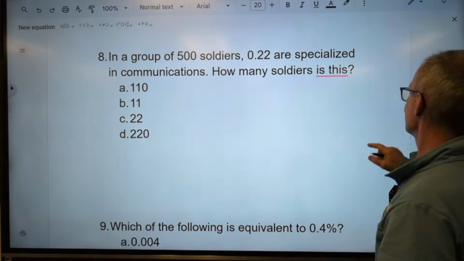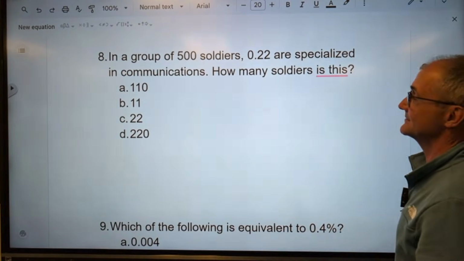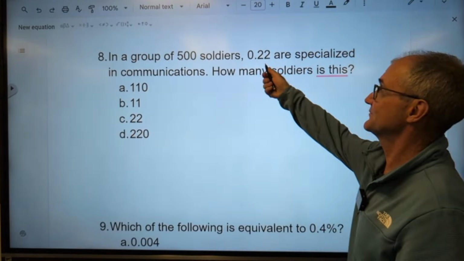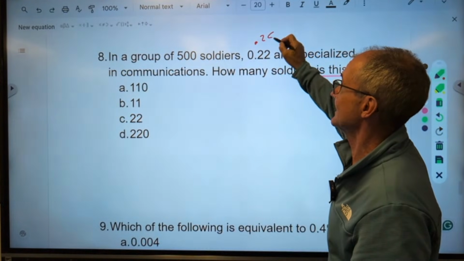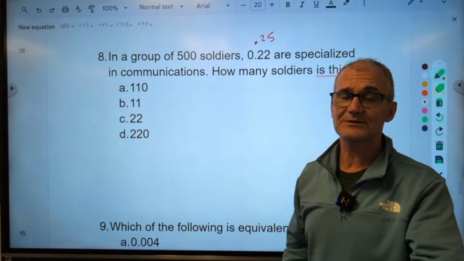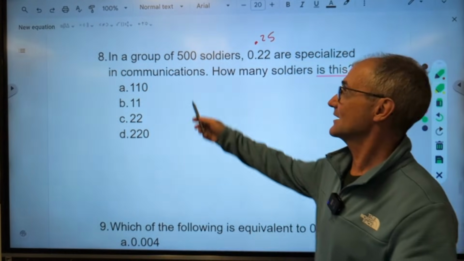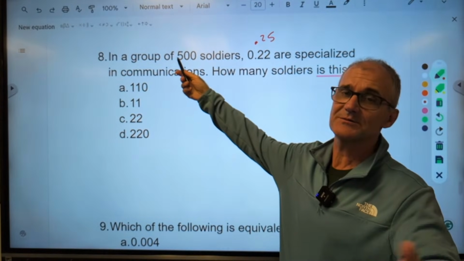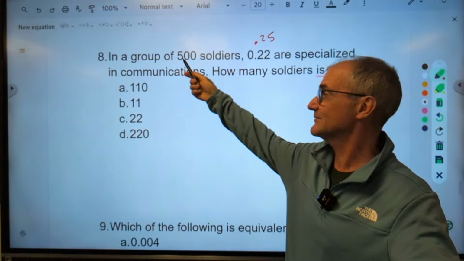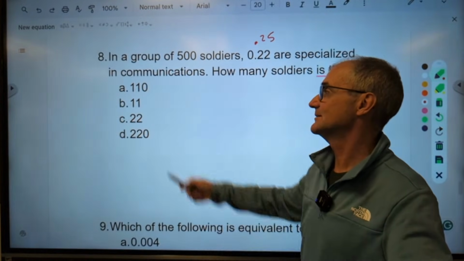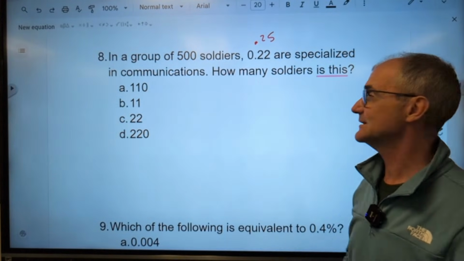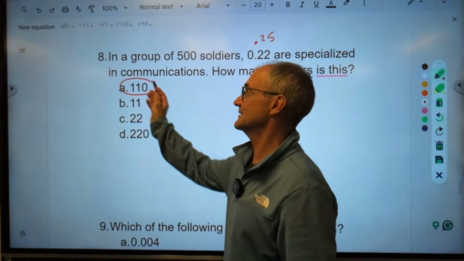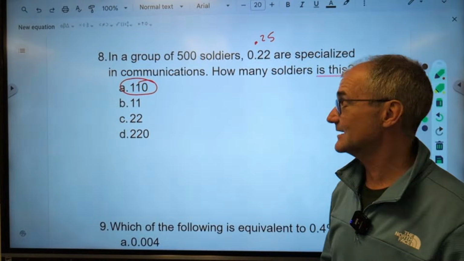Okay, on this problem right here, there's kind of a quick way to do this one. 0.22 is close to 0.25. That is one of the decimals I recognize as a quarter. A quarter of 500 is about 120, 125. I look up here, and there's only one answer that's even close to about 120, and that's this one right here. So the correct answer is answer A.